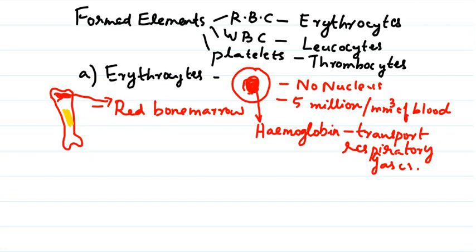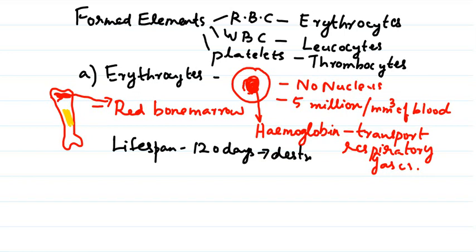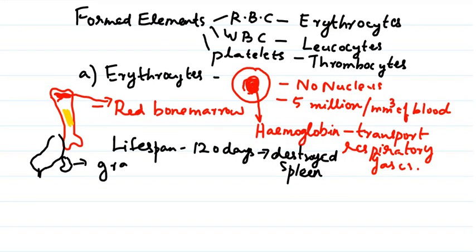The lifespan of an erythrocyte is 120 days, and after that they get destroyed in the spleen. The spleen is an organ which is found near our stomach area. So the spleen is also called the graveyard of RBCs.